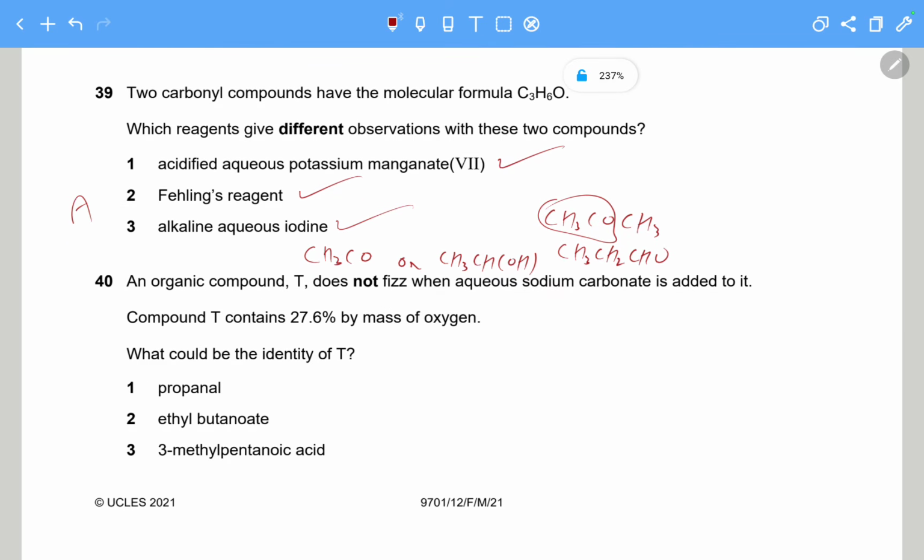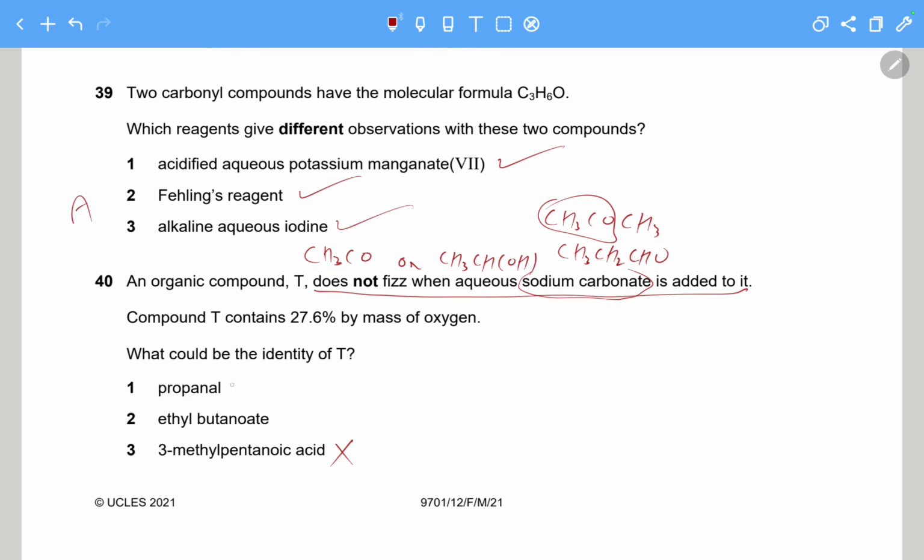The last question. An organic compound T does not fizz when aqueous sodium carbonate is added to it. So that means it is not a carboxylic acid, because only carboxylic acid groups react with sodium carbonate. Compound T contains 27.6% by mass of oxygen. So what could be the identity of T? We can already rule out option 3 because it's an acid, and we know T is not an acid.